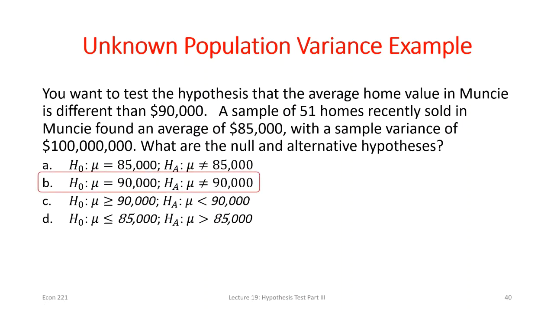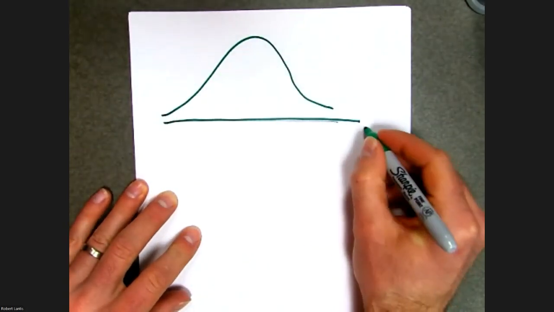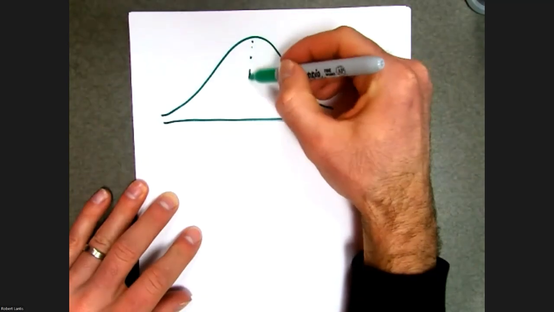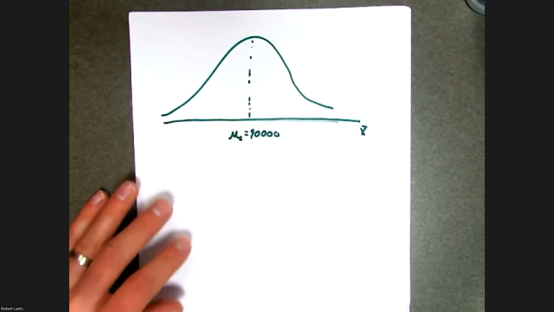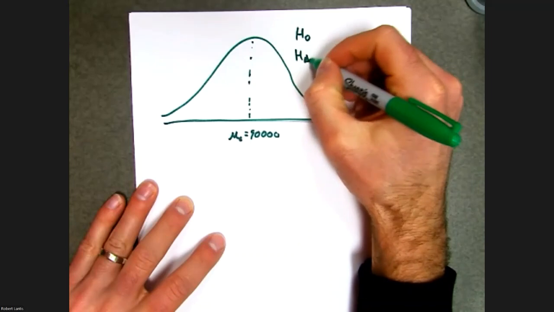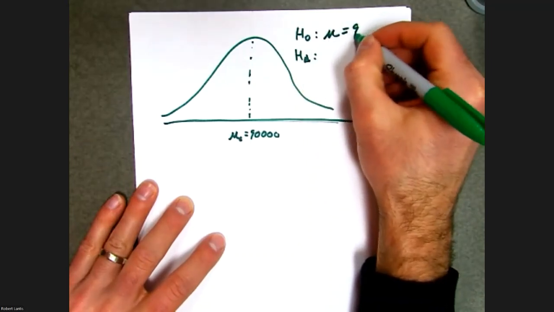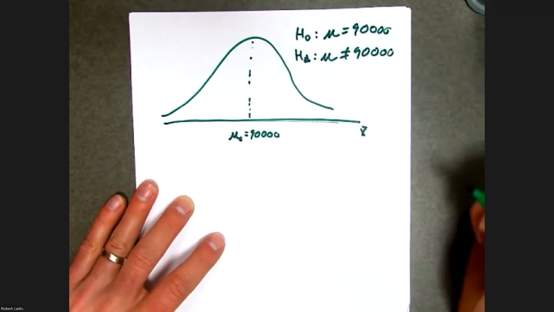So we automatically know going into this that we have a two-tailed test, and let's draw out what we've got going on. Our sample means should be normally distributed around whatever the true mean is. Well, we don't know the true mean, but we have an assumed true mean. Remember where that came from? We had our null and alternative hypotheses. We assumed it was equal to 90,000, which made the alternative that it was not equal to that.